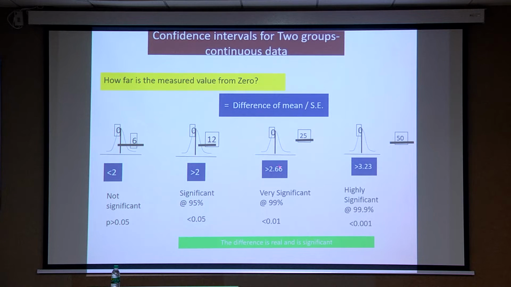If the calculated t-value is more than 2.66, we can say the difference is very significant with 99% certainty. If the value is more than 3.23, we can say the difference is very highly significant with 99.9% certainty. And if the value is less than 2, the null hypothesis is accepted, so there is no significant difference between the two groups.